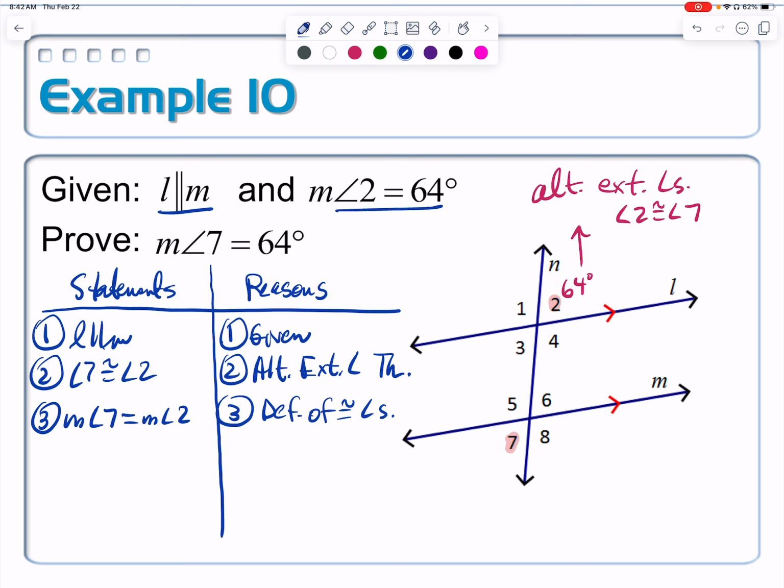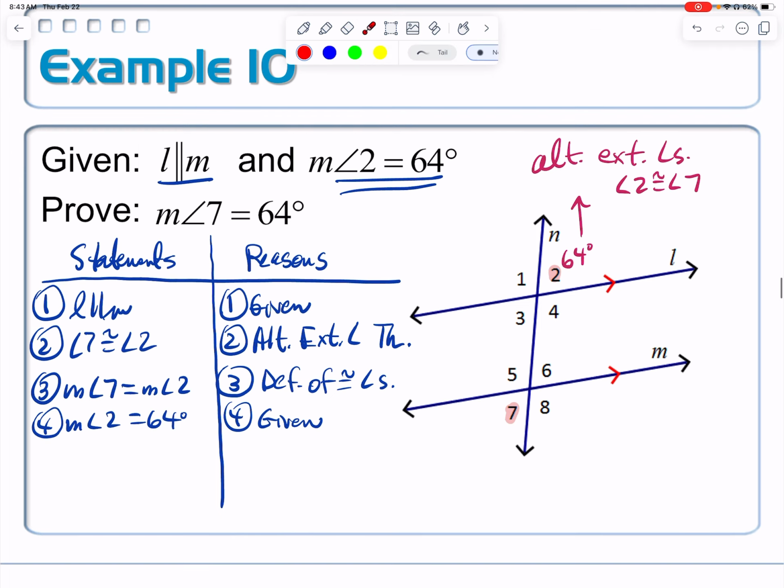Now I'm going to use the second piece of given information, which is going to allow me to substitute the measure of angle 2 as 64 degrees. So number 4, the measure of angle 2 is equal to 64 degrees, as the second piece of given information. And then just like we did in the previous proof, we can use the transitive property. You can use substitution here too, but here's the transitive version of it. Measure of angle 7 is equal to the measure of angle 2. Measure of angle 2 is equal to 64, and if we cut out the middleman of the measure of angle 2, we can say that the measure of angle 7 is equal to 64.